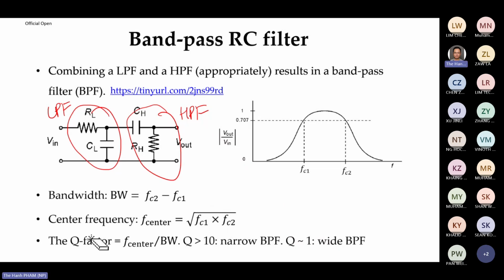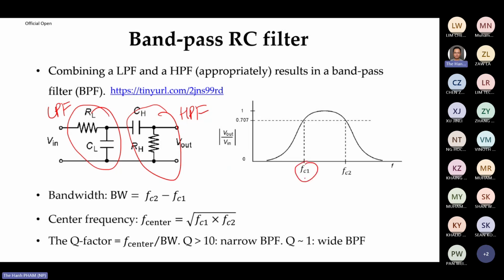And for a bandpass filter, you have a Q factor. The Q factor is the ratio of the center frequency over the bandwidth. If it is more than 10, this is a narrow bandpass filter. And if it is small, then it is a wide bandpass filter. Okay.